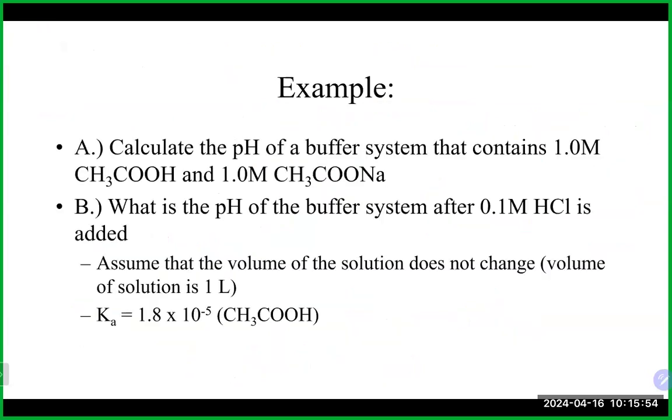All right, so let's talk about buffers and what happens when we do add acid or base to them. Let's just start with the first part here. Once you work on A, calculate the pH of this buffer system of 1 molar acetic acid and 1 molar sodium acetate. The Ka value here for acetic acid is 1.5 times 10 to the minus 5. So just start.